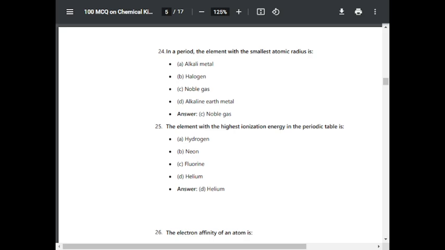Question number 25. The element with the highest ionization energy in the periodic table is, option A hydrogen, option B neon, option C fluorine, option D helium. The correct answer is D, helium. The element with the highest ionization energy in the periodic table is helium. So option D is correct.